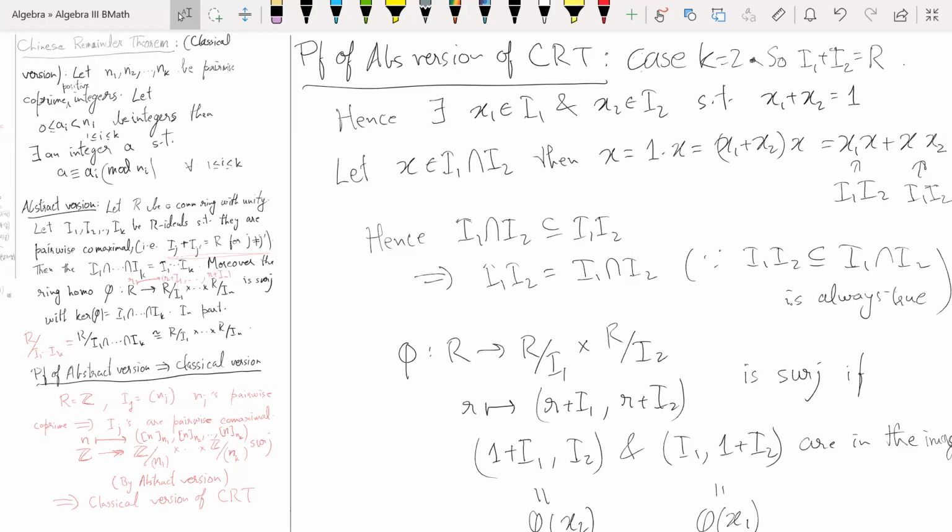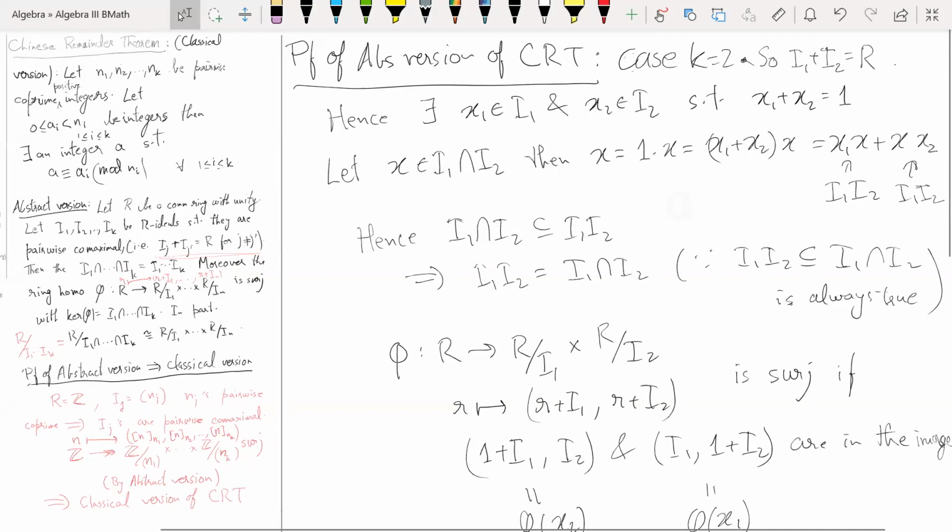So let's just use induction maybe. Let's start with k equals 2. Even if you don't think of it, think of this as induction. k equals 2 is a nice case to look at. It will give you an idea why this is true, that R to R mod I1 cross R mod I2 is actually surjective. So this is where the crucial idea is, and then that's it.